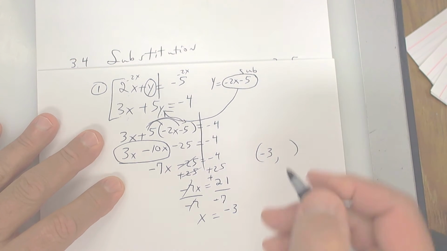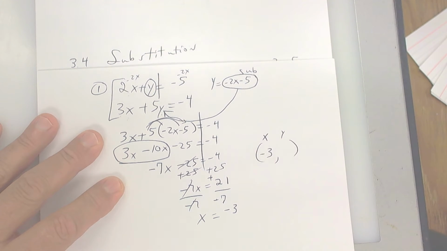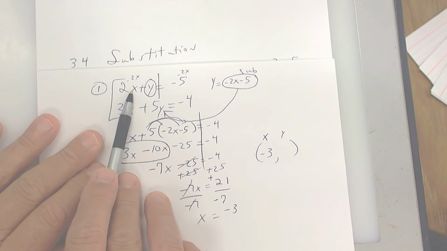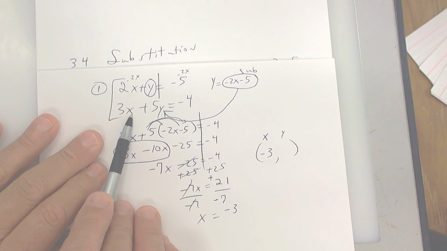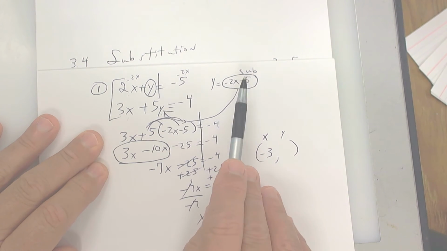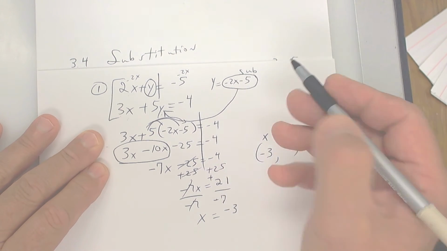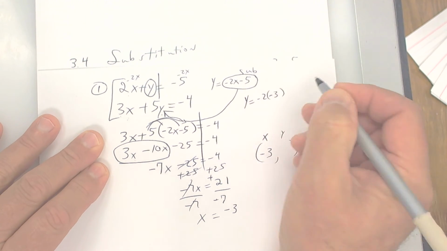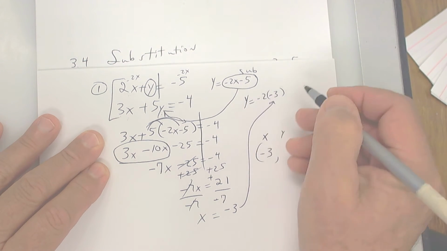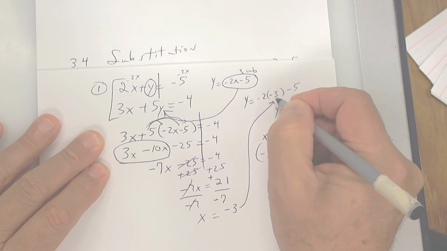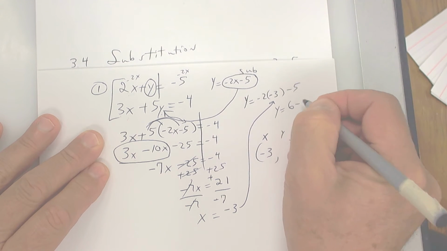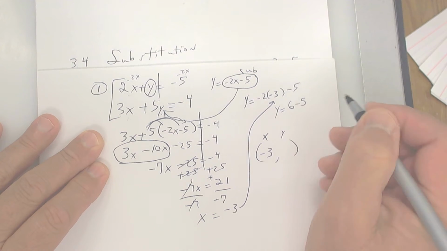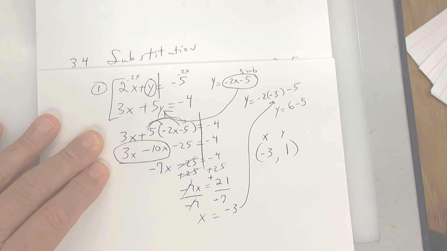Okay, so we have one of them. We're halfway done. Now this is the part that people mess up with. You can take the negative 3 and you can plug it here and work it out, or you can plug it here and work it out, or you can go back to the substitute. That's your best bet. So you're going to get y equals negative 2 times your substitute right here, minus 5. So y, negative times a negative is a positive, so that's 6 minus 5, which gives you 1. So negative 3, up 1.